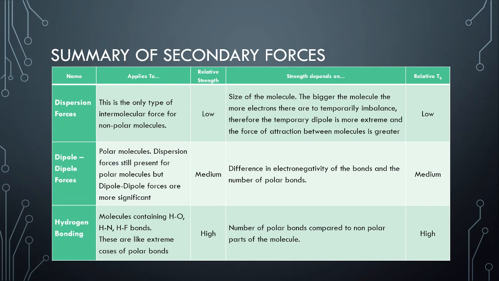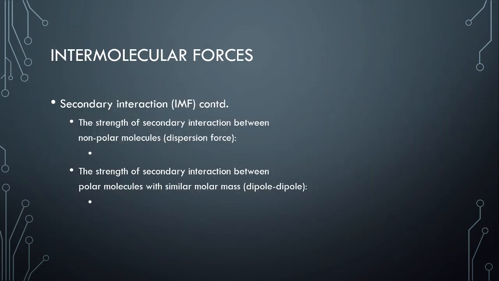If you look at hydrogen bonding, it's an extreme case of dipole-dipole. And dispersion forces are available for everything. So dispersion force is present on top of that if that molecule contained HO, HN or HF direct bonds. Yeah, it can cause hydrogen bonding. Strength depends on the number of polar bonds compared to non-polar parts of the molecule, and boiling point would appear as very high.